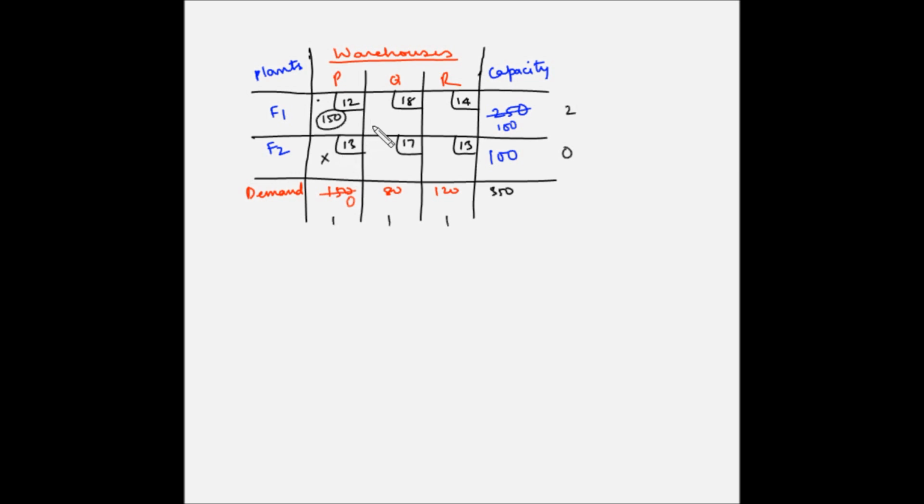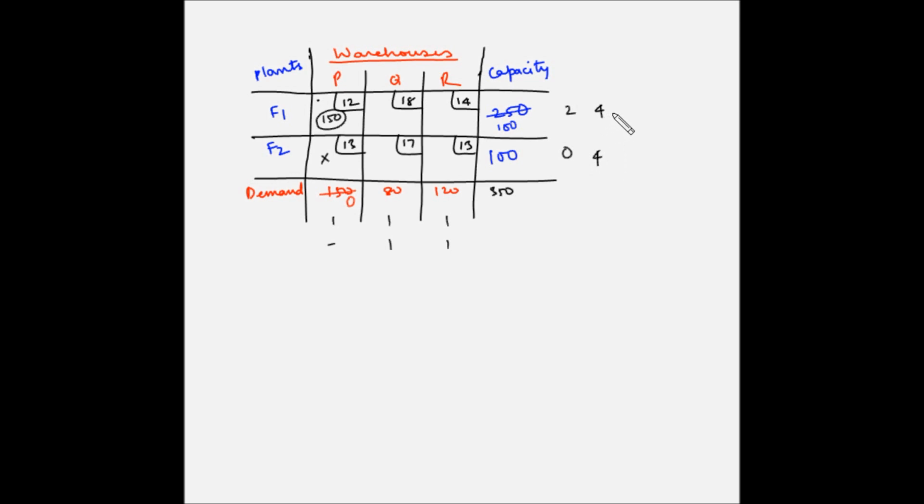Now let's again redetermine the row and column differences. So for the first row, the lowest is 14 and the next lowest is 18. So difference is 18 minus 14, which is 4. For the second row, 17 minus 13, which is again 4. Now for the columns, the first column we can skip as it is completely allocated. For the second column, the difference is 18 minus 17, which is 1. And for the third column, it is 14 minus 13, which is also 1. So now we have to select the row or column with the largest difference.